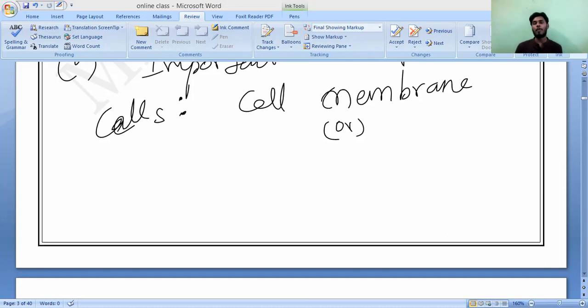Vacuole is present in only plant cells. Is it present in animal cells? Yes, sir, in animal cells also vacuoles are present, but in plant cells the vacuole is bigger than in animal cells. Small vacuoles are present in animal cells, but large vacuoles are present only in plant cells.